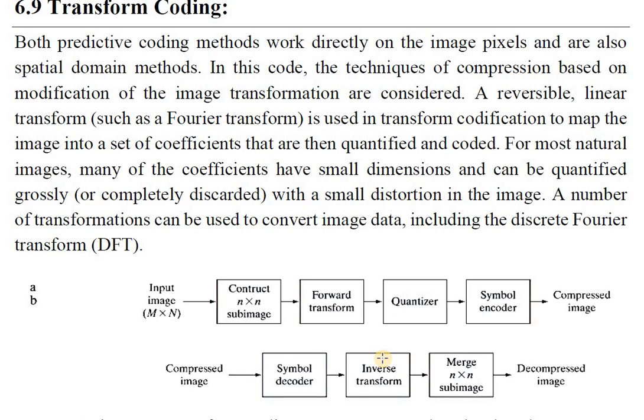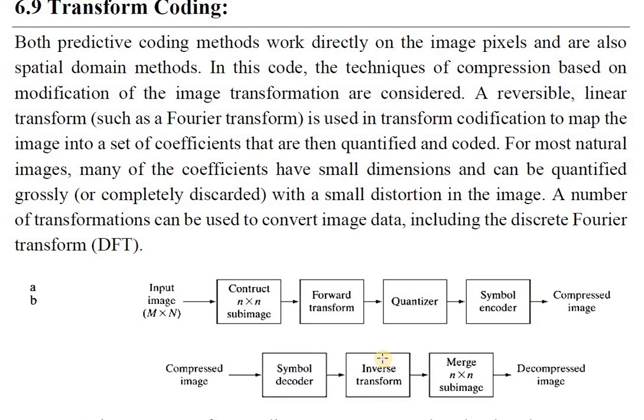What can this forward transform be? It is a reversible linear transformation. Okay, so it can either be Fourier transform or it can be a DFT, that is discrete Fourier transform. That again depends on you what kind of transform you want for your application. Then comes the quantizer, where the set of coefficients that we have got from the forward transform are quantized. Now when they are quantized, we are losing out on some information.